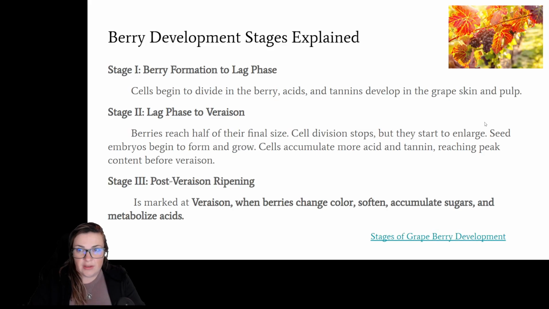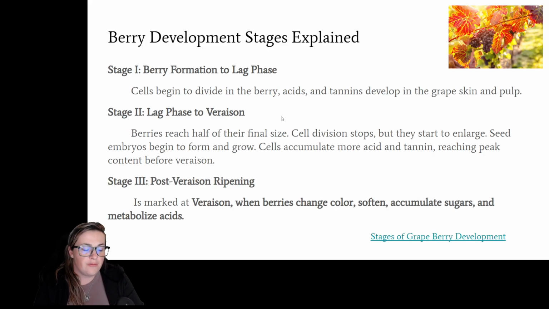So specifically explained, right, stage 1 is berry formation to lag phase. So cells begin to divide in the berry, acids and tannins develop in the grape skin and pulp. Stage 2 is lag phase to veraison. Berries will reach half of their final size, cell division will stop, but they'll start to enlarge. So they start to actually take on a lot of water, they grow.